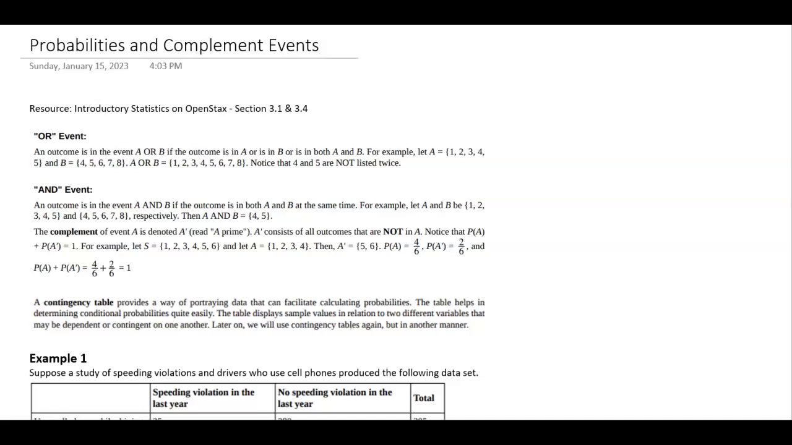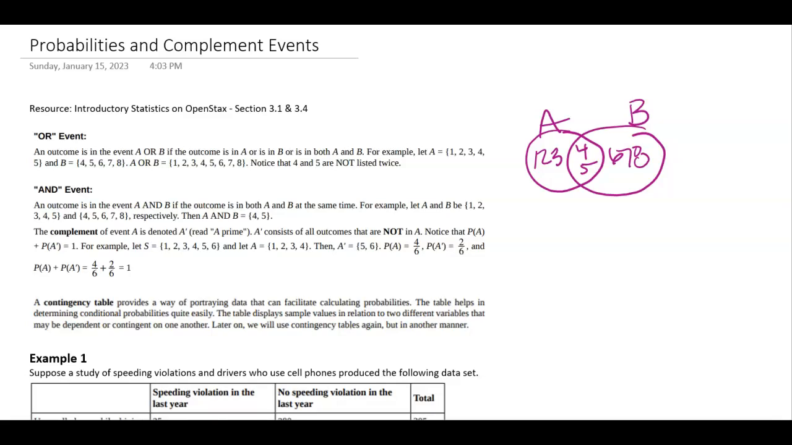For example, if A is the numbers 1 through 5 and B is the numbers 4 through 8, A or B happening is all the numbers 1 through 8. And notice that 4 and 5 are not listed twice. If you want to think about this in terms of a Venn diagram, this is A and this is B, then notice 4 and 5 belong to both. 1, 2, and 3 here, 6, 7, and 8 here.